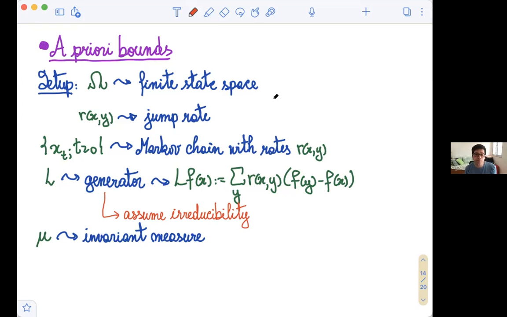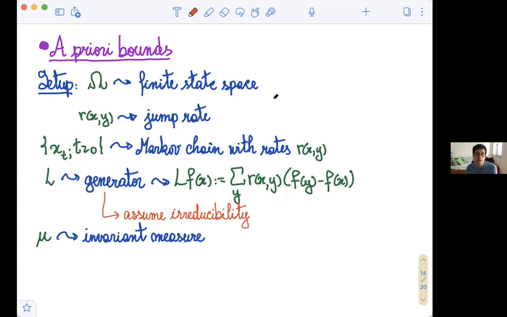When you're in continuous time, the right object is the generator, no longer the transition matrix. It's the generator L, which is basically the transition matrix minus the identity in the case of stochastic matrices, that is the right object to look at. The generator is that guy there. L of f of x is the infinitesimal average rate of change of the function f when the chain is at position x. And let me call mu the invariant measure.